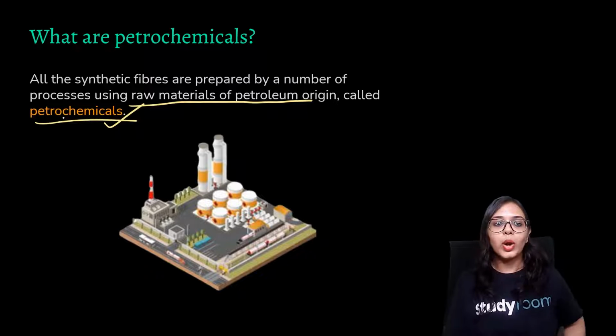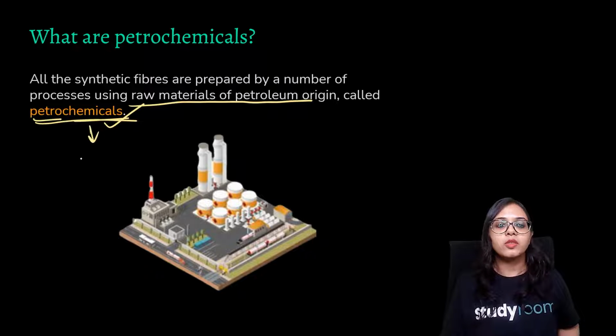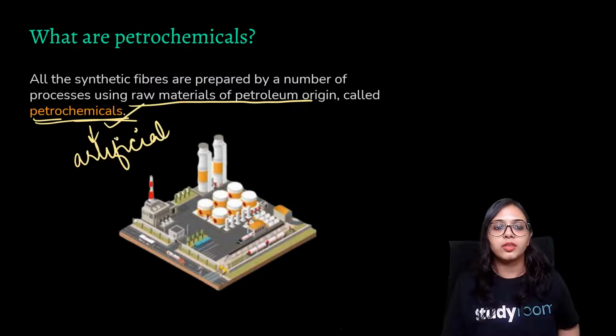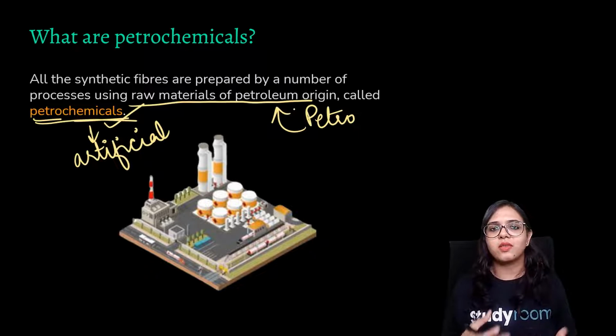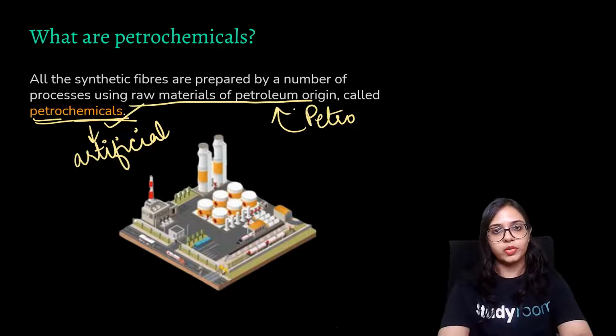Why do we have the name petro plus chemicals? Chemical, because we are synthesizing it artificially. It is something that does not occur in the natural state, and we are using the word petro over here to indicate that it is originating from petroleum. So it is originating from some natural gas or some fossil fuel, some raw materials of petroleum origin. So we are getting these chemicals from petroleum.